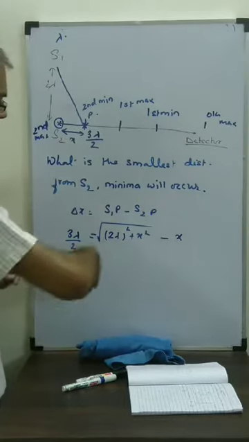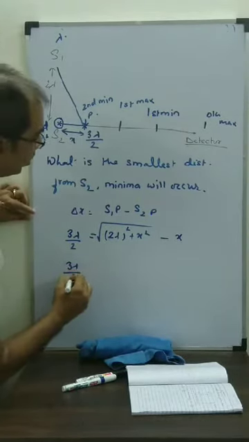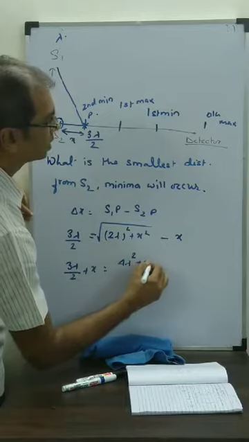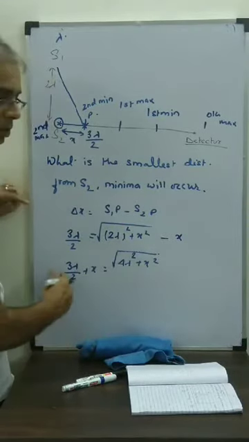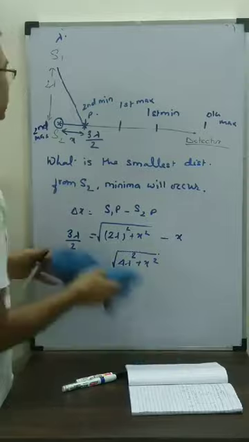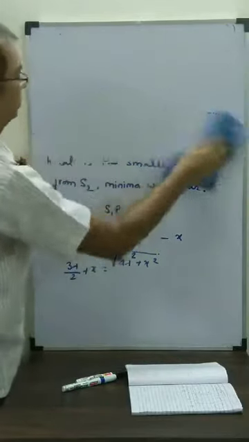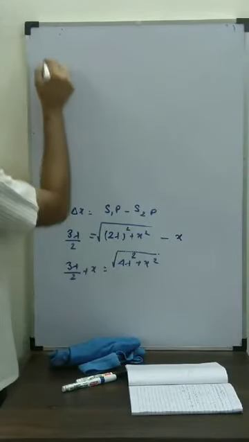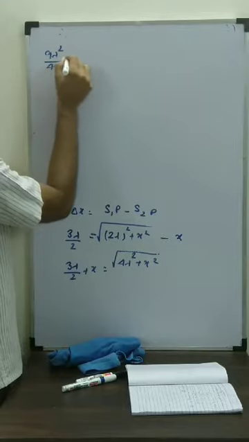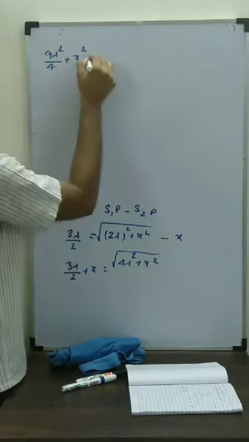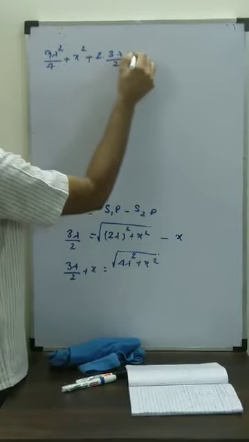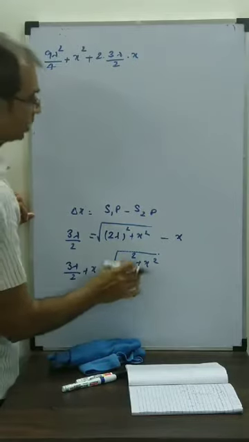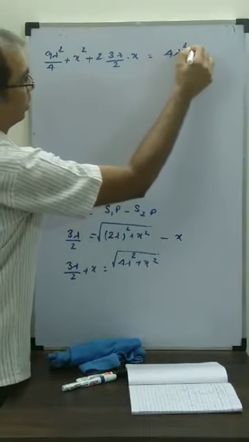How to solve it? Bring x to this side: 3 lambda by 2 plus x equals the square root of 4 lambda square plus x square. Now square both sides. See what's coming. When you square both sides, this comes 9 lambda square by 4 plus x square plus 2 into 3 lambda by 2 into x, using (a plus b) whole square equals a square plus b square plus 2ab. And on the right hand side, 4 lambda square plus x square.